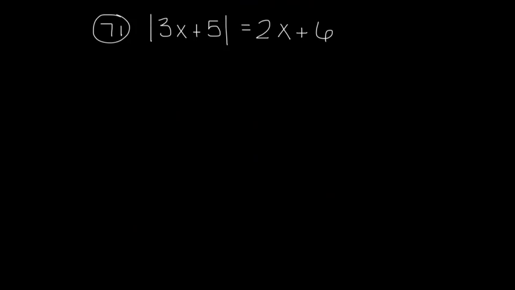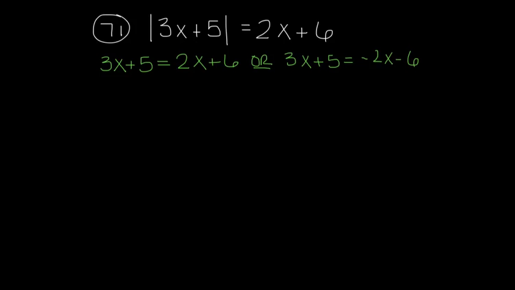Let's look at another one like that. The absolute value of 3x plus 5 equals 2x plus 6. Well, again, going back to that definition of absolute value, we can start by setting what's inside, the 3x plus 5, exactly equal to what's outside, 2x plus 6. Or we can take what's inside, the 3x plus 5, and set it equal to the opposite of what's outside. I have to take the opposite of each term. So instead of positive 2x plus 6, that would give me negative 2x minus 6.